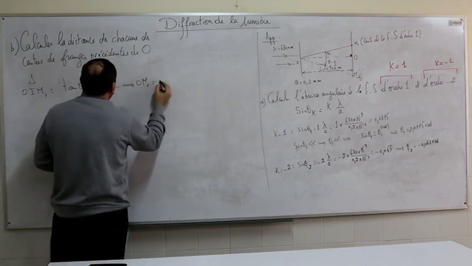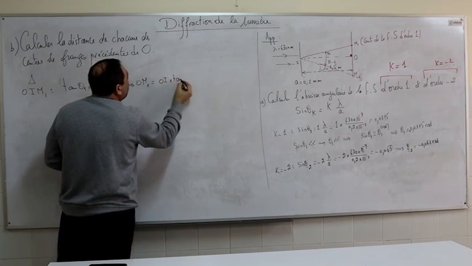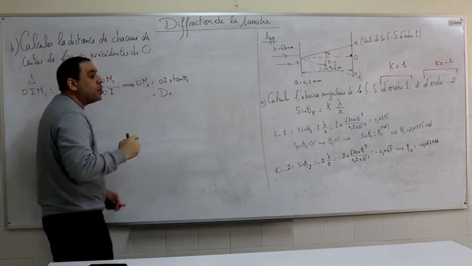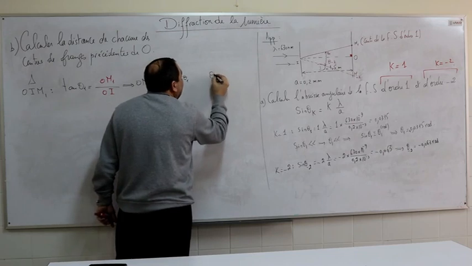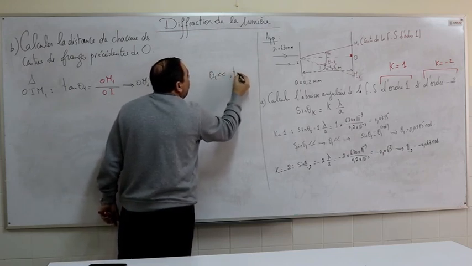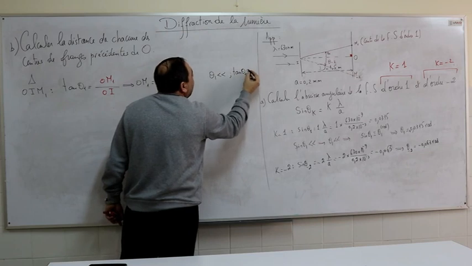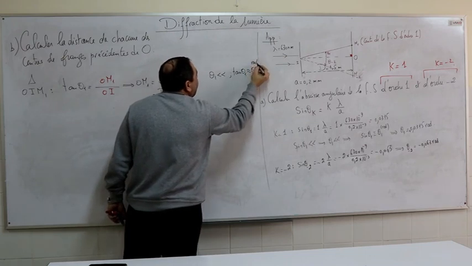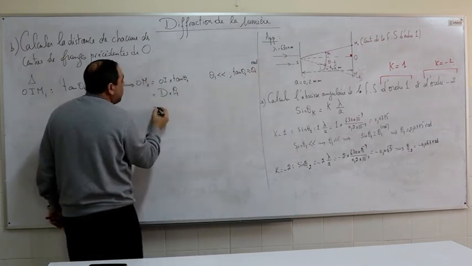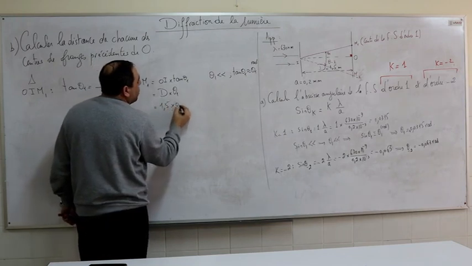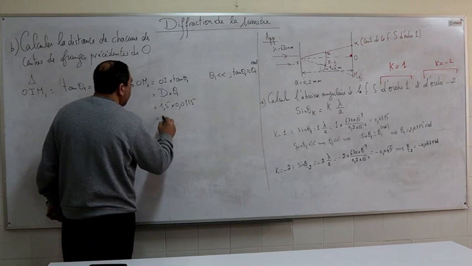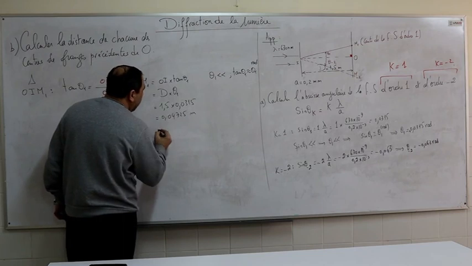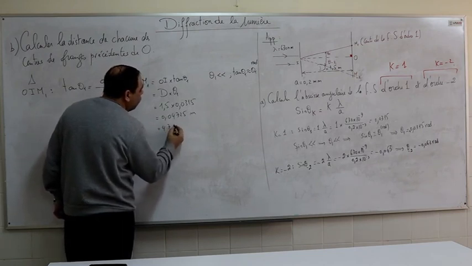So OM1 equals OI times tangent theta 1, which is equal to D times tangent theta 1. Now, using the previous approximation, theta 1 is very small. So tangent theta 1 is approximately equal to theta 1 in radians. And so we get D times theta 1, which is equal to 1.5 times 0.0315. The answer is 0.04725 meters, which is also 47.25 millimeters.